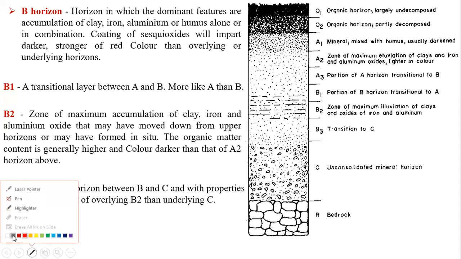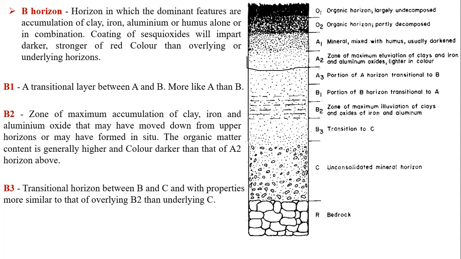Just see, whatever material was present in the upper horizon was completely washed out and deposited here. So what happened? The color will be very dark when compared to the A. So this zone is called the zone of maximum illuviation of clays and iron oxides. And another important sublayer is called B3. It's a transition horizon between B and C with properties more similar to those of the overlying B2. So here the properties will be those of a transition layer, but similar to the B2. So this is the transition layer between the B and C horizons. So B3 is nothing but a transition.